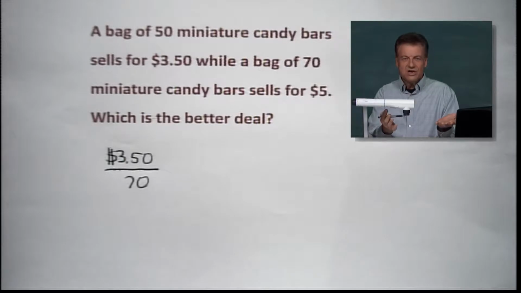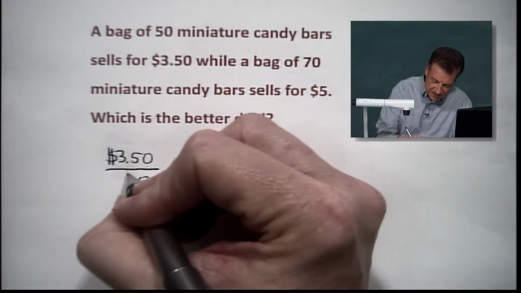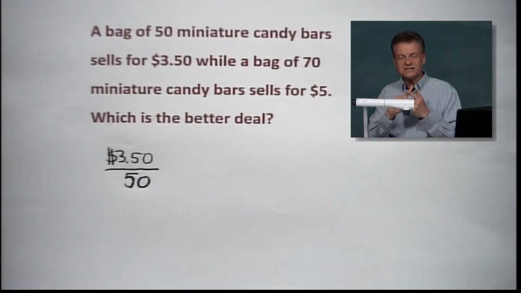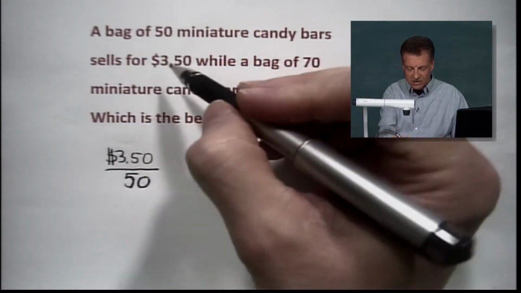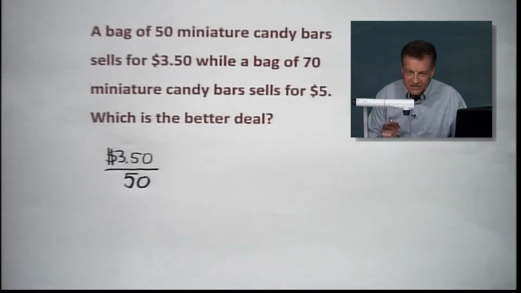Is that right? No. Ernie, tell me whoa. Tell me no. No, it's going to be 50, isn't it? We want to make sure we put our ratios in the right place. Okay, so that's the first thing. Make sure we're keeping it together. $3.50, 50.